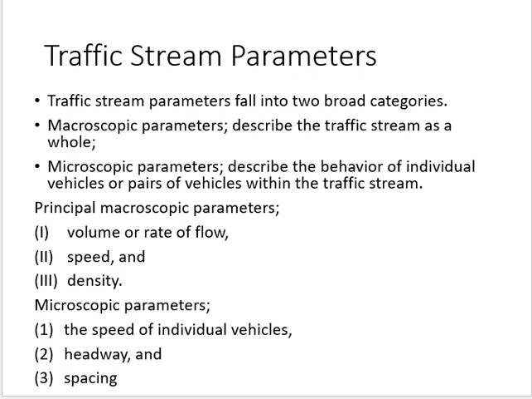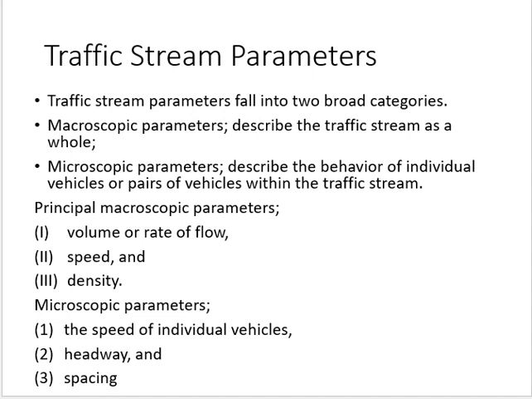Now there are three parameters under each category that we will discuss in this chapter. So we will go into the details. We have volume, rate of flow, speed and density in macro, and then we have speed, headway and spacing in micro. What is common here? Speed is common, right? So what's the difference when the speed is macro and the speed is micro? Speed of the road, or speed of the vehicle, in macro and micro.